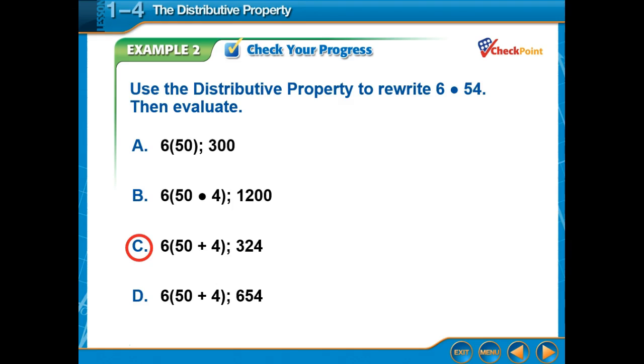And it's 324 because 6 times 50 is 300, 6 times 4 is 24. Add those together for a quick 324 instead of writing all this out. Notice 6 times 50, 300. 6 times 4, 24. Add them together for 324.